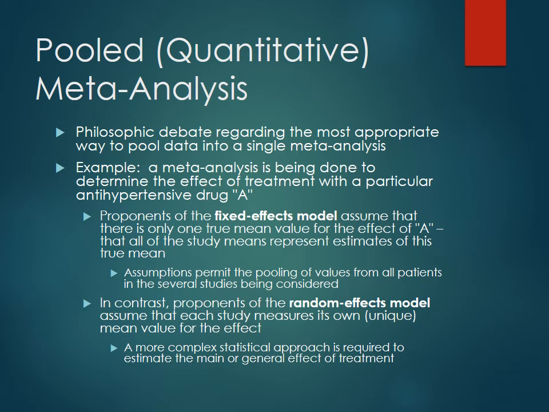In contrast, proponents of the random effects model would assume that each study is measuring its own unique effect, in which case you have to use more complex methods to incorporate that data together because there are all those inherent differences in the actual studies, right? Because you're looking at different patients, you're looking at different areas of the country potentially, all those kinds of things. There are random effects that could be affecting that.